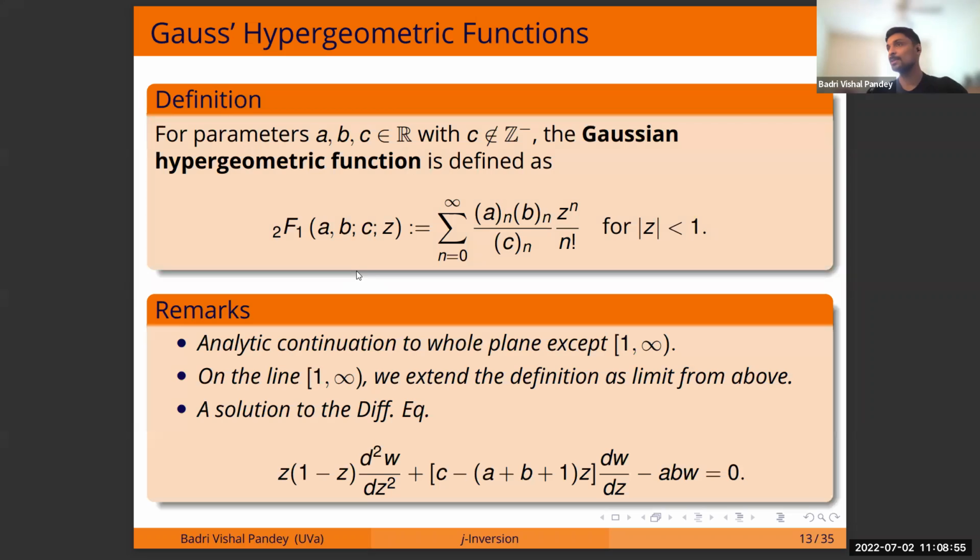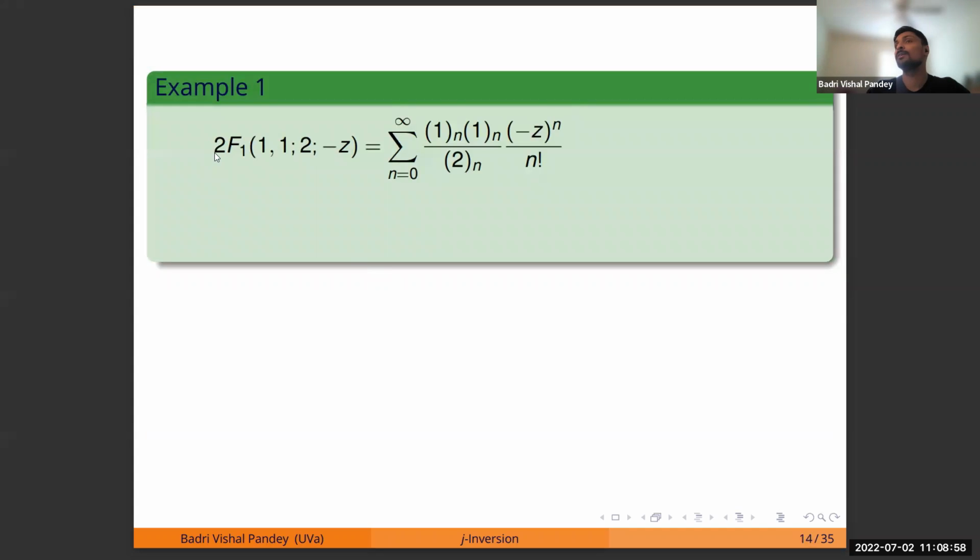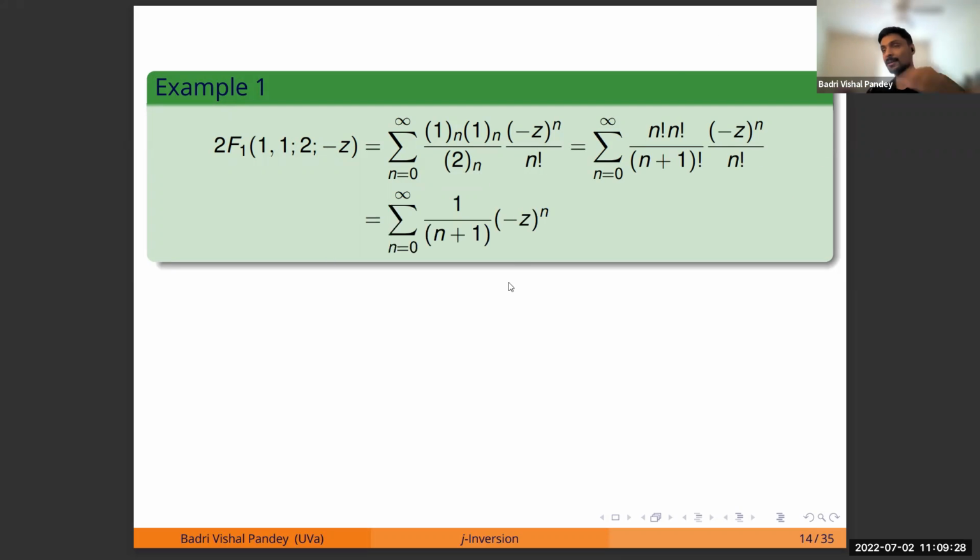Okay, some examples here. If you look at 2F1 of 1, 1, 2, minus z, its summation from n equals 0 to infinity is (1)_n, (1)_n, (2)_n, and minus z to the power n divided by n factorial. What is (1)_n? It's the product 1, 2, 3, 4, and so on up to n, so it's exactly n factorial. And there's also n factorial. And this one, since we are starting at 2, is n plus 1 factorial. So you get something like this, and now you cancel out certain terms and you're left with something like this. And you know what this is.